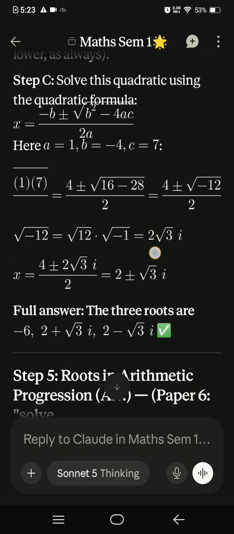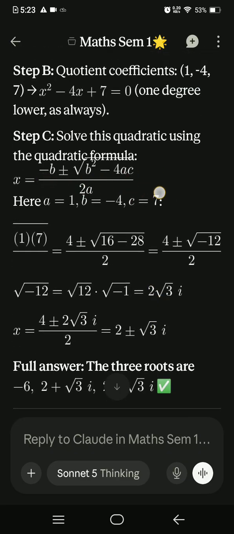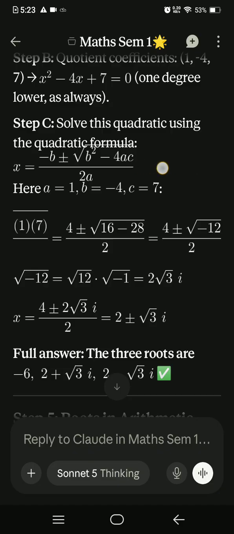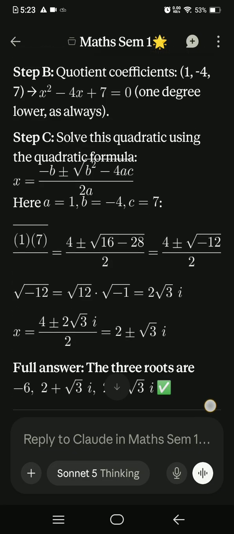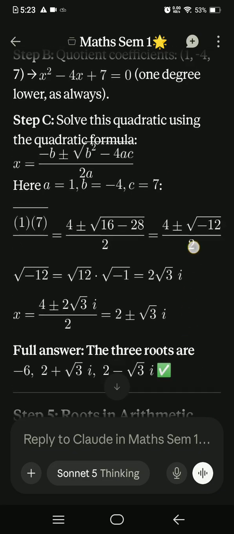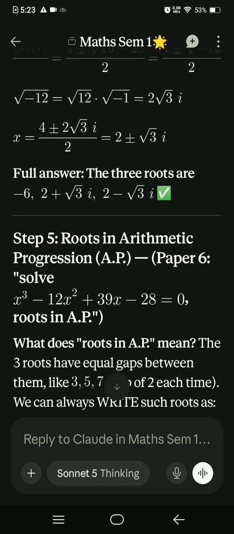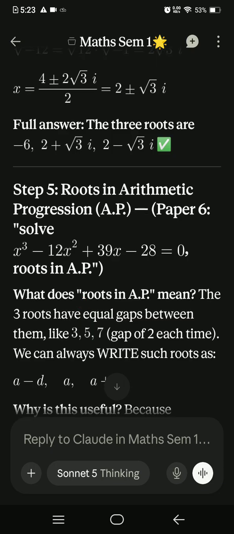Okay, so the quadratic formula is important. I actually didn't remember what that's called. Anyway, step 5: roots in arithmetic progression, AP. Paper 6: solve this polynomial, where the roots are in AP. So roots are in arithmetic progression.